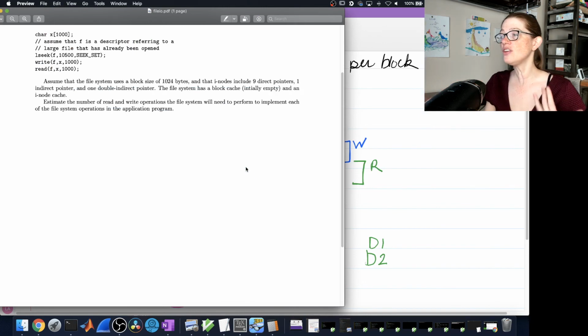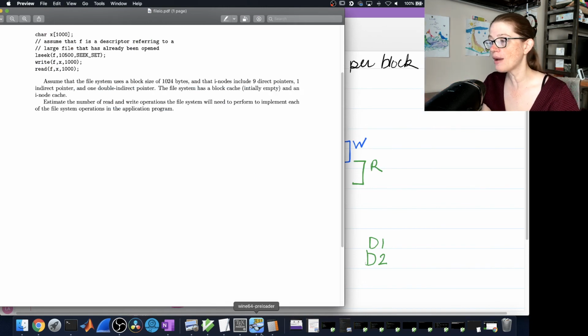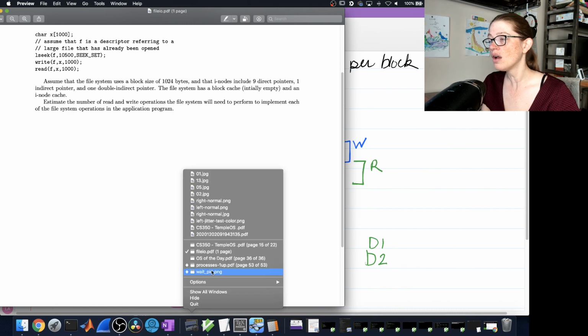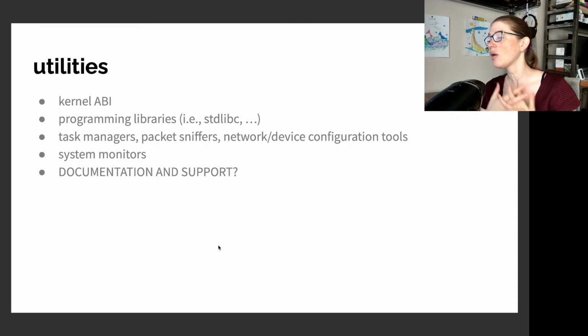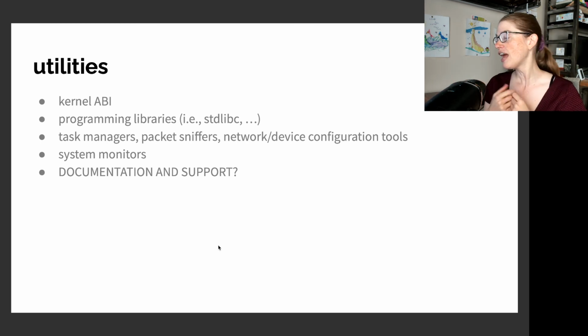Is that going to be a utility that you offer as part of your operating system? Or are you going to offer that ability? Or are you not going to offer that ability? You don't have to. I mean, obviously, that's Wireshark. You can download it. That's a really cool tool. And then you have to ask, what kinds of network or device configuration tools will you offer? Are you going to make that easy for the user or hard for the user? System monitors to monitor temperatures and fan speeds, documentation and support.